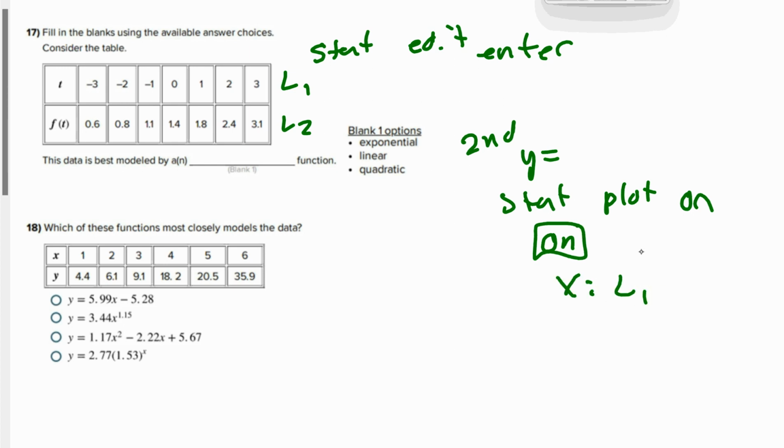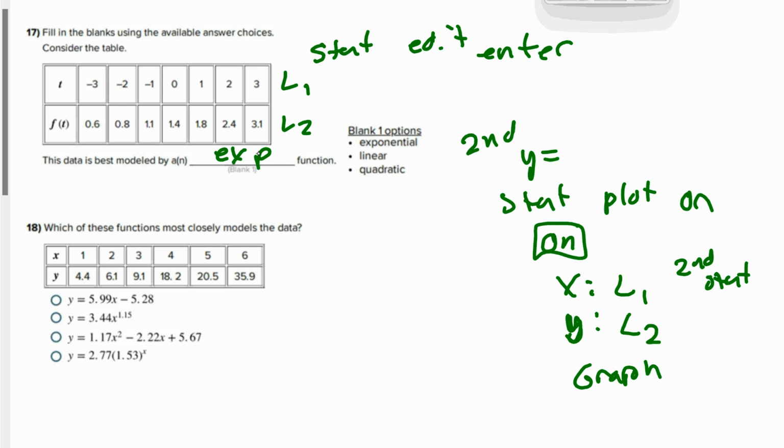If it's not L1, then you can hit second stat, and you can choose L1. Then do the same thing for L2, except you want your Y list to be L2, and then you can go ahead and hit graph and see what that looks like, and that is an exponential function. If it's linear, it'll look like a line. If it's a quadratic, then it's going to look like a U.